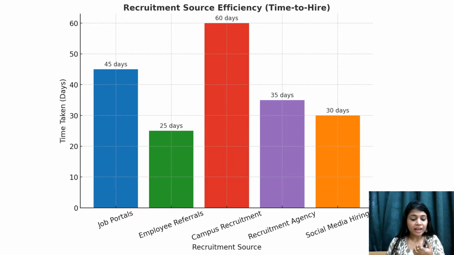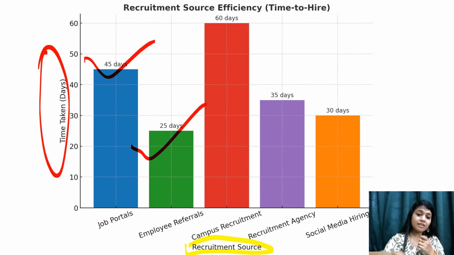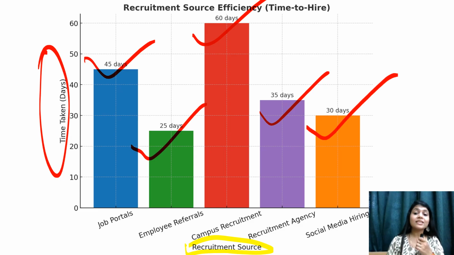Let's see how much time is taken by each source in recruitment. These are the recruitment sources on this axis, and these are the times taken. For example, job portals took 45 days for the recruitment. Employee referrals took 25 days. Campus recruitment took 60 days. Recruitment agency took 35 days, and social media hiring took 30 days.